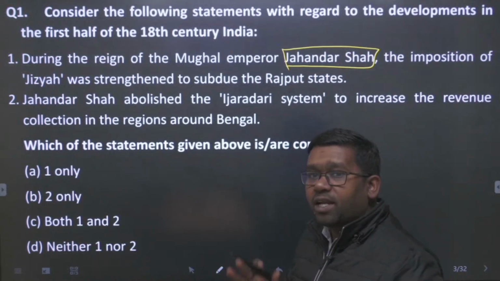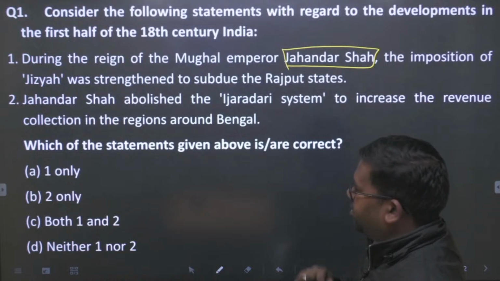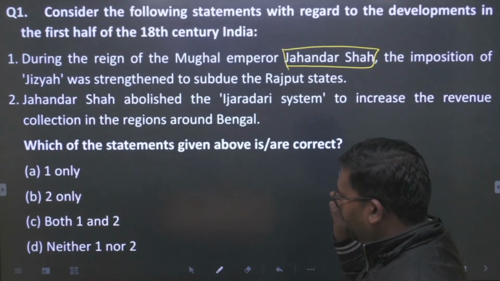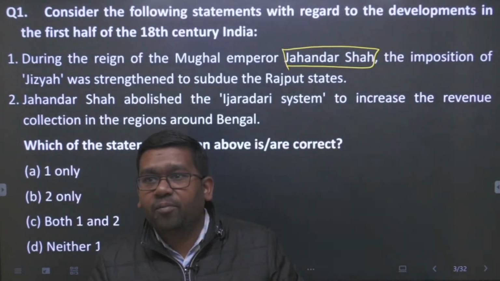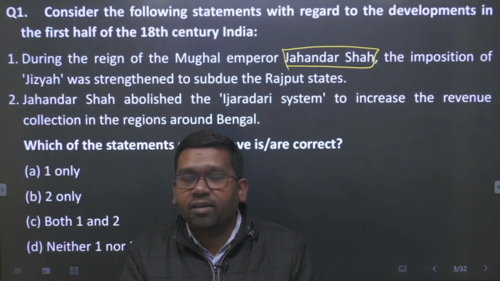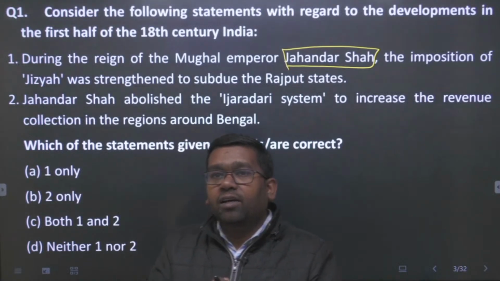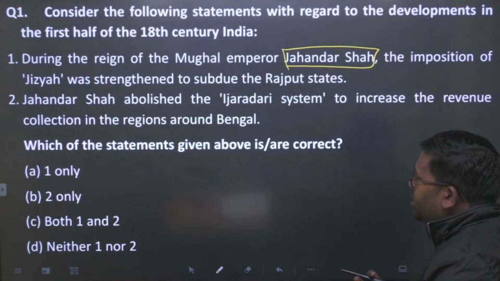Two statements are here. Which of the statements given above are correct? Only 1, only 2, both 1 and 2, or neither 1 nor 2. Take a pause, take a minute, and let us see whether you are able to solve it. You can also comment online if you are interested, and I can see whether you write a good answer or not. So how many statements are correct?